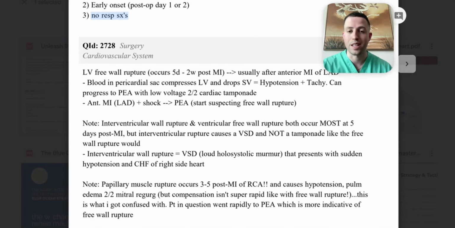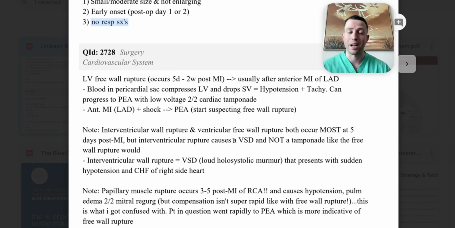Let's talk about some of the things that you have to be wary of after a myocardial infarction. We're going to start off with talking about a left ventricular free wall rupture. This occurs 5 days to 14 days after a heart attack, and it's usually after an anterior MI of your LAD.